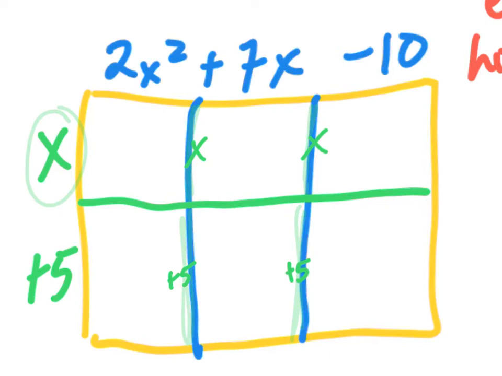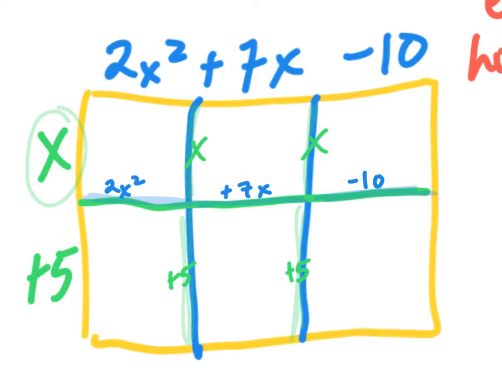Okay, now let's deal with these middle lengths. This middle length over here is opposite from 2x squared. So I know that it's going to be 2x squared over here as well. This side length is opposite from plus 7x, so this is also going to be plus 7x. And then finally, this side length over here is opposite from negative 10, so this is also going to be minus 10.